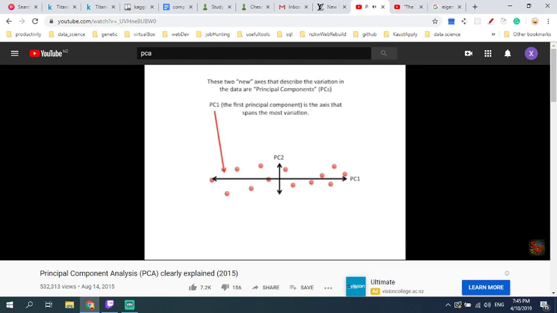Principal component 1, or PC1, the first principal component, is the axis that spans the most variation in the data. PC2, or principal component number 2, is the axis that spans the second most variation.